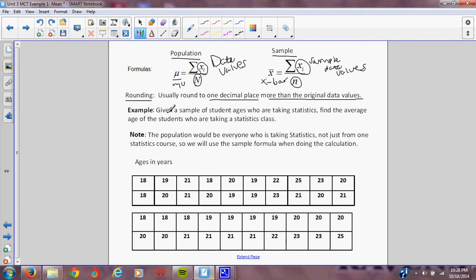An example. Given a sample of student ages, so we're talking about student ages, who are taking statistics, find the average age of students who are taking a statistics class. So we want to know the average age. Note, the population would be everyone who is taking statistics, not just from one statistics course, so we'll use the sample formula when doing the calculation.